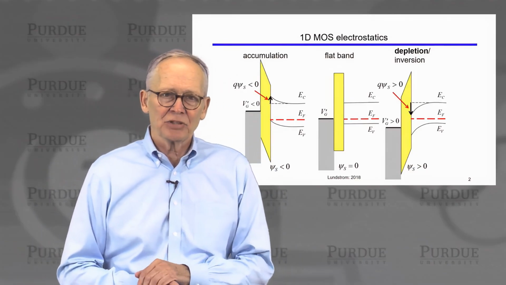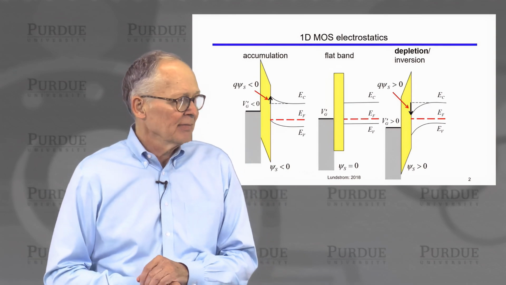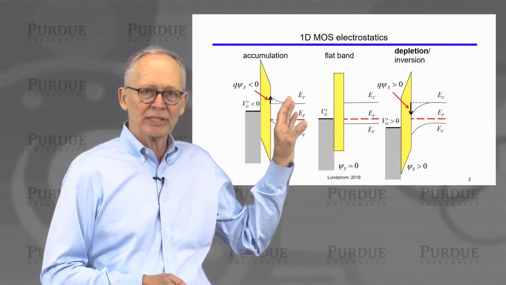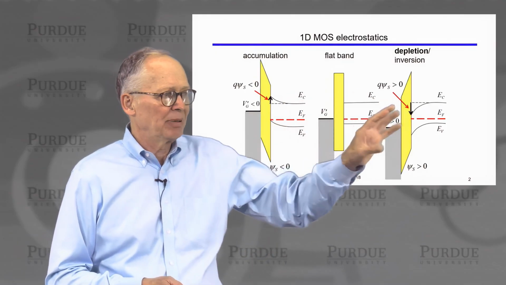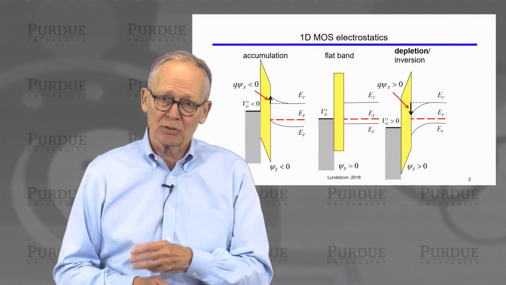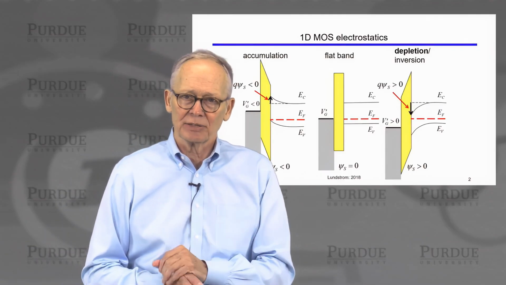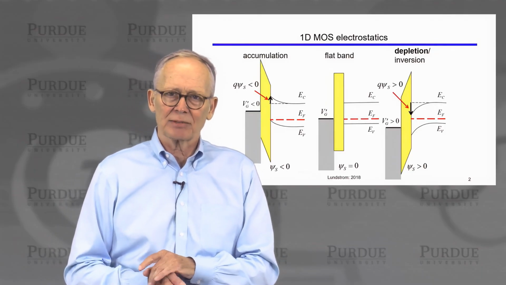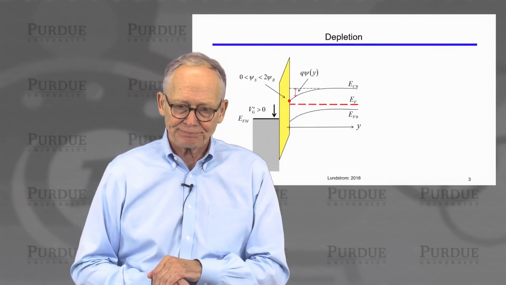So remember, we understood MOS electrostatics in terms of energy band diagrams. Our reference is flat band. When we apply a negative voltage, mobile holes accumulate. When we apply a positive voltage, if the positive voltage is not bigger than the critical voltage, we deplete the semiconductor. If it's bigger, we also invert. So we are going to focus on solving the MOS electrostatic problem when we are in the depletion region.